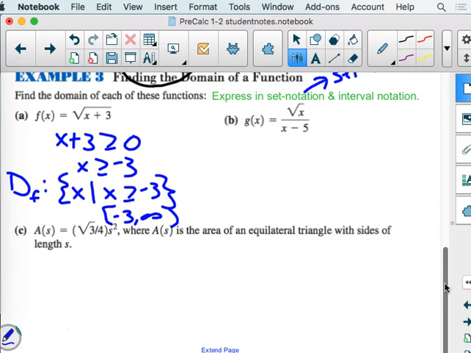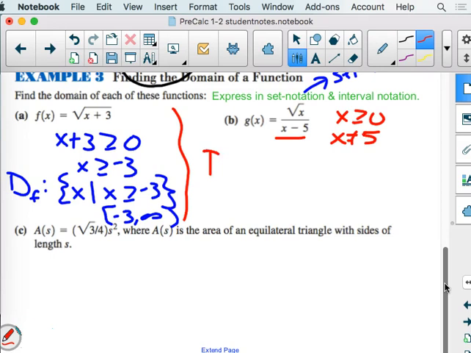Oh my, g of x. g of x has some issues. First would be, it's got another square root in it. So right up here, we see that x has to be greater than or equal to 0. But this one has another issue. There's a number we have to tell people they can't use. What number is it? 5. Yeah, you can't use a 5 down here.